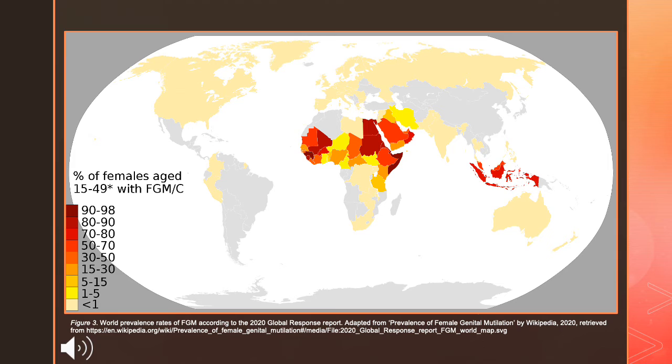This is a map indicating the percentage of females aged 15 to 49 with FGM/C. You'll notice that Guinea and Somalia, found in the northern region of Africa, uphold the highest rates. And in Somalia, the practice actually affects up to 98% of women and girls.